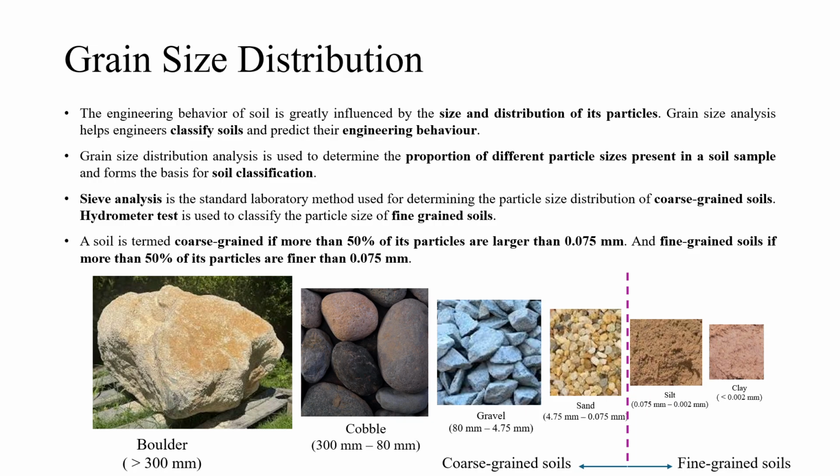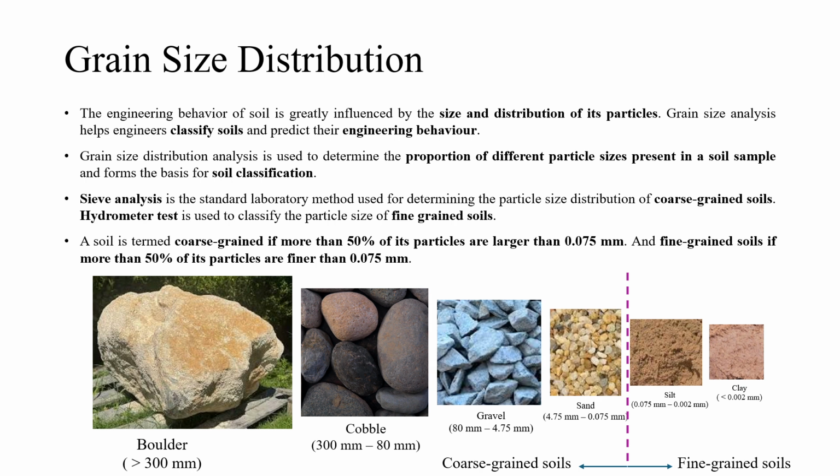The engineering behavior of any soil is greatly influenced by the size of its particles and how these particles are distributed, whether it is well graded or poorly graded. So we can find this gradation by this curve or by conducting this test. That is why grain size analysis is one of the most basic and important tests in soil mechanics. It helps engineers to classify the soil and predict its engineering behavior.